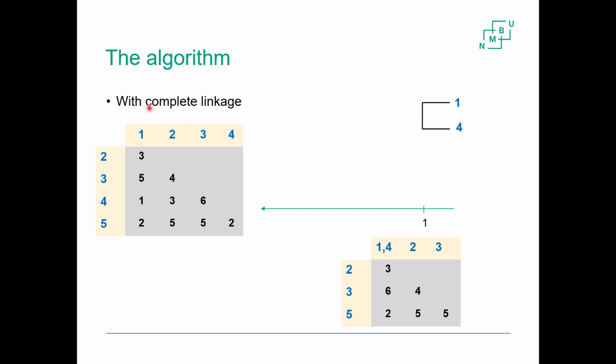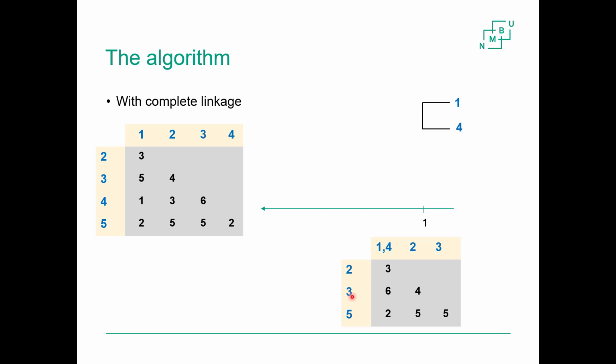And remember, we now use complete linkage. So the distance from this cluster here to this cluster here is the largest distance from one member here to one member here. From 1 to 2, the distance is 3. From 4 to 2, the distance is 3. Okay, so both of them had distance 3 to this case. So the maximum is then 3, right?